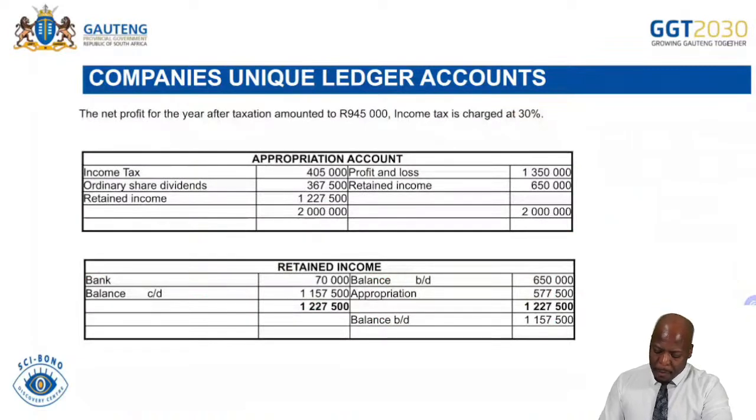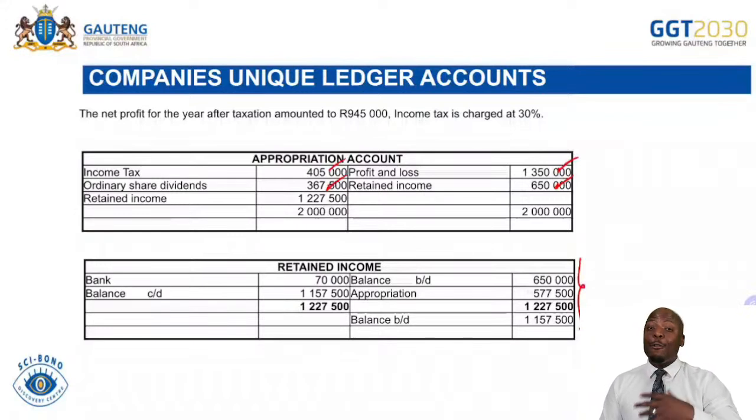Okay. So at the end of the day, we are now going to close off what we call the appropriation account. Remember, we did the income tax, and then we did our ordinary share dividends, and then we had our profit and loss, then the retained income, then eventually we close it off to retained income. I'm not going to spend much time here because there are several methods of doing this. So I do not want to touch on this aspect, because there's a number of ways that you can complete the appropriation and the retained income. So I'm going to move on to my next aspect.